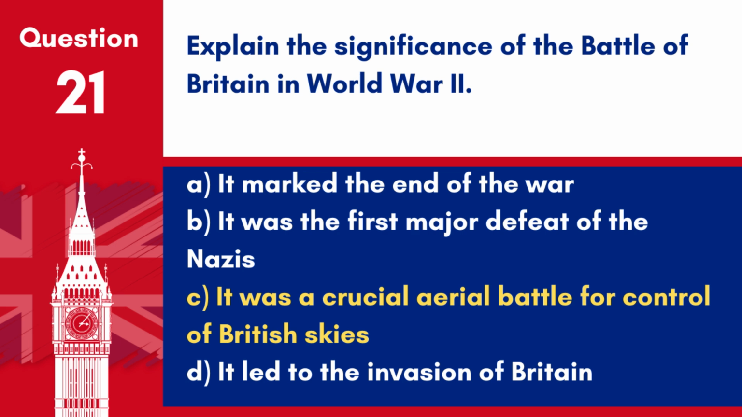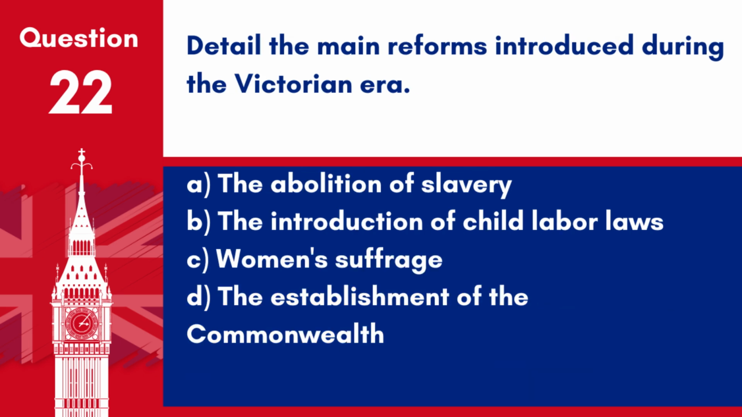World War II. Question 22. Detail the main reforms introduced during the Victorian era. A. The abolition of slavery. B. The introduction of child labour laws. C. Women's suffrage. D. The establishment of the Commonwealth. Answer: B. The introduction of child labour laws. One of the main reforms during the Victorian era was the introduction of child labour laws.